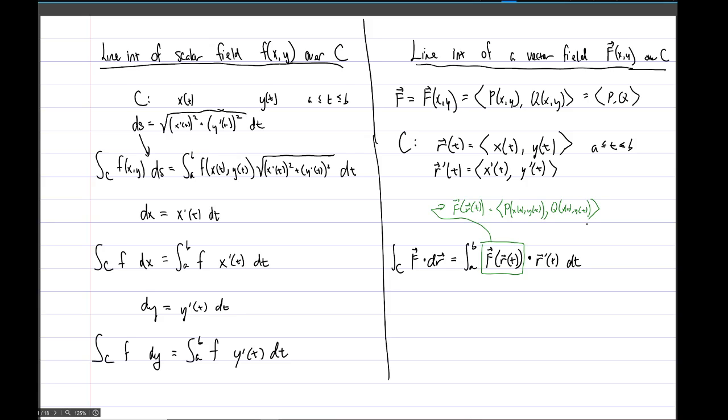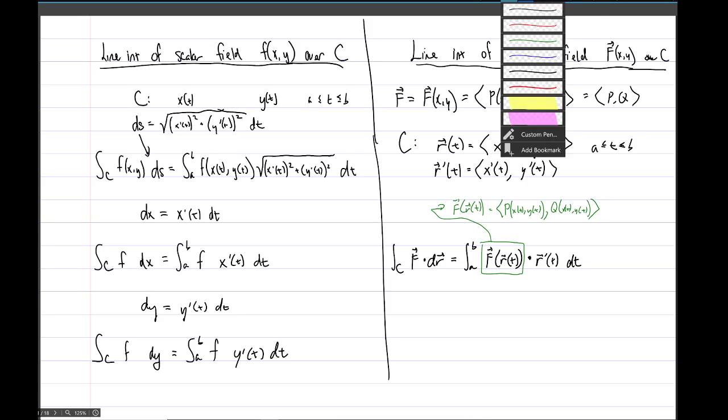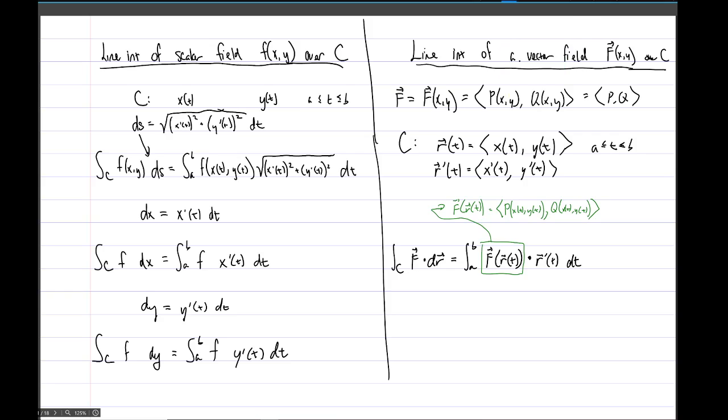Well, based on how that's written, let's write this out in a little more detail. This is actually integral a to b. So it's going to be a little messy, but okay. It's p comma q dot, and then r prime of t is x prime of t, y prime of t. So this really is just shorthand notation for all that.